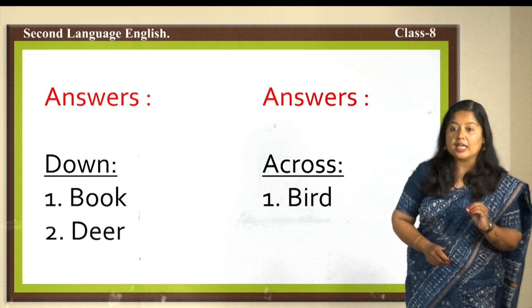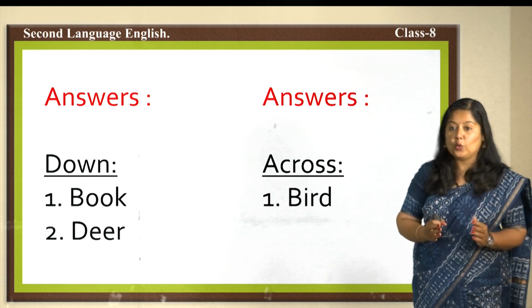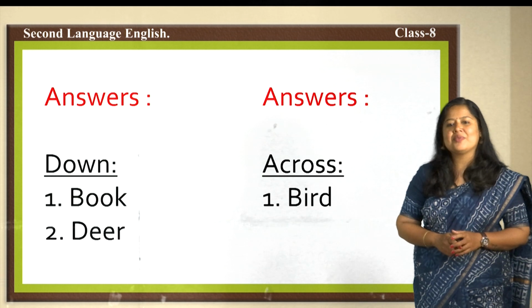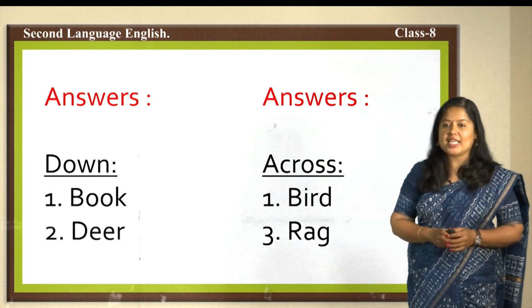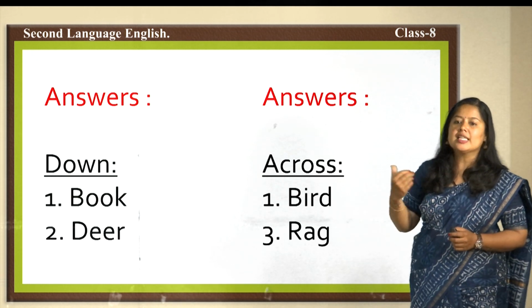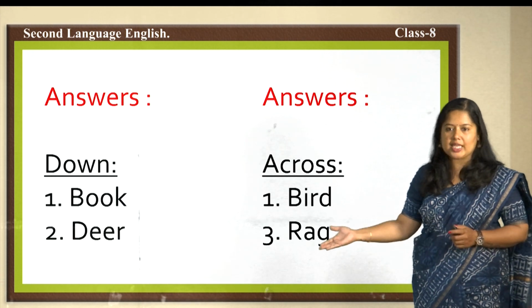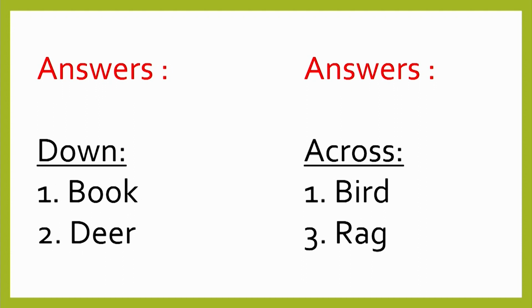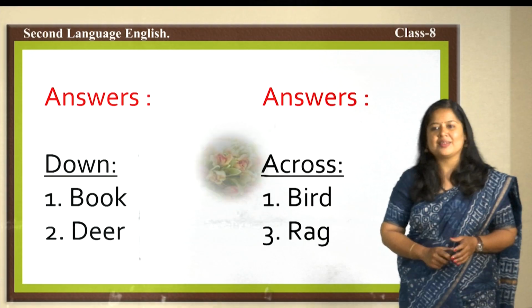Chirping and flying creature around us is who? Bird, obviously, cannot be any animal. So the waste is called, I asked you for the synonym of the waste. What is it? Waste product is also called rag. So this is your answer. I hope you are noting it down.